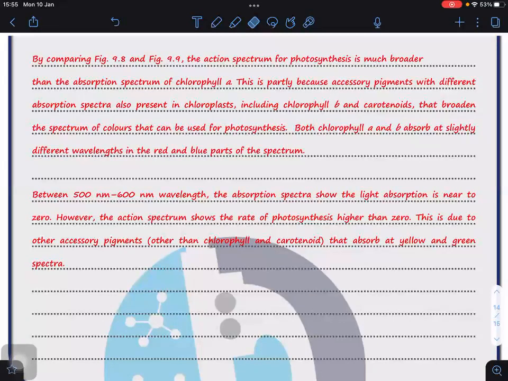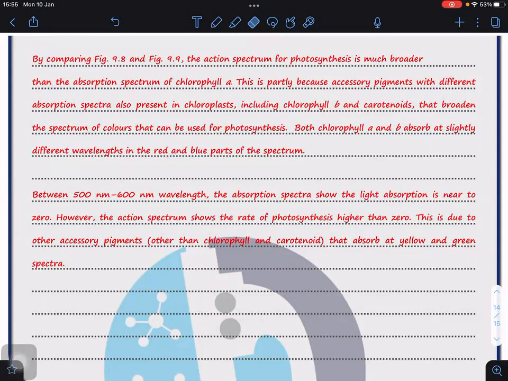Are you clear? Okay. So both chlorophyll A and B absorb slightly different wavelengths in the red and blue part of the spectrum, but generally they absorb blue and red. They reflect green. So they don't like green. Don't try to bring that color to them.